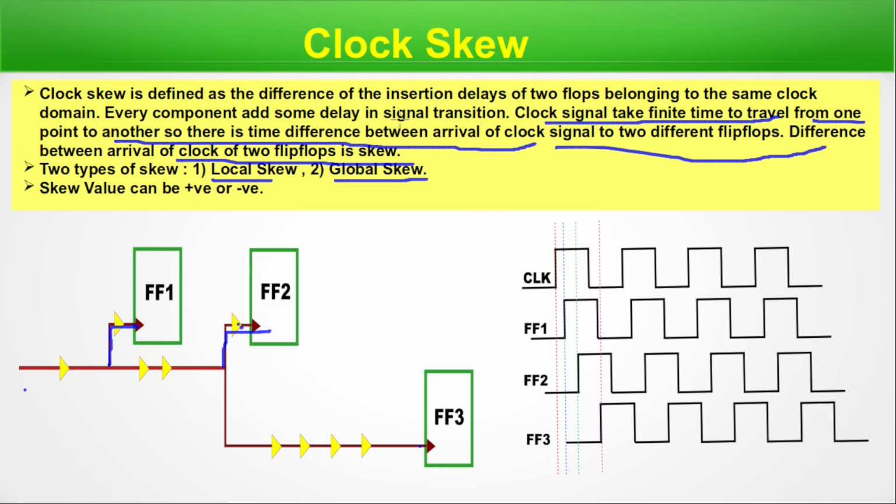And skew value can be positive or negative. So here we are showing positive skews only, not negative. So there are two types of skew value, positive skew value and negative skew value. So let's see what are they. We are done with this slide, and now let's move to the next slide.